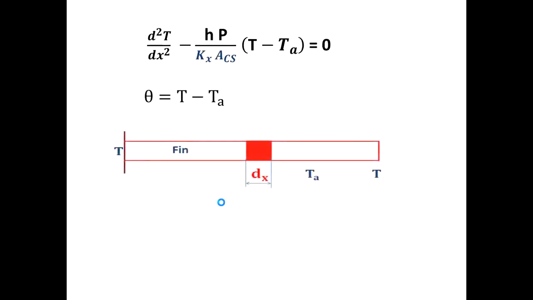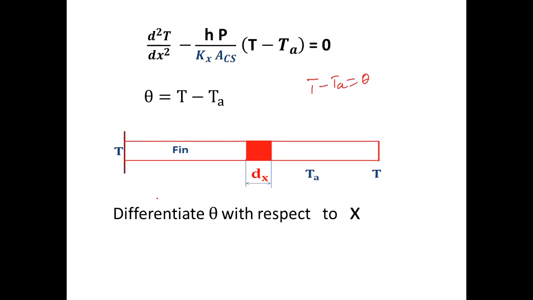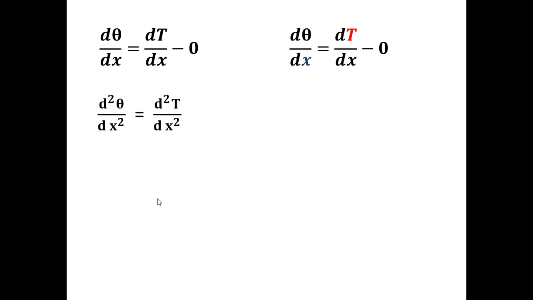This is the equation. I can write it like this: I will take the term T minus Ta equal to theta. Therefore, differentiate theta with respect to x: dθ/dx is equal to dT/dx minus dTa/dx, and dTa/dx is 0. Differentiating again, d²θ/dx² is the value that will come. This is a very important equation.